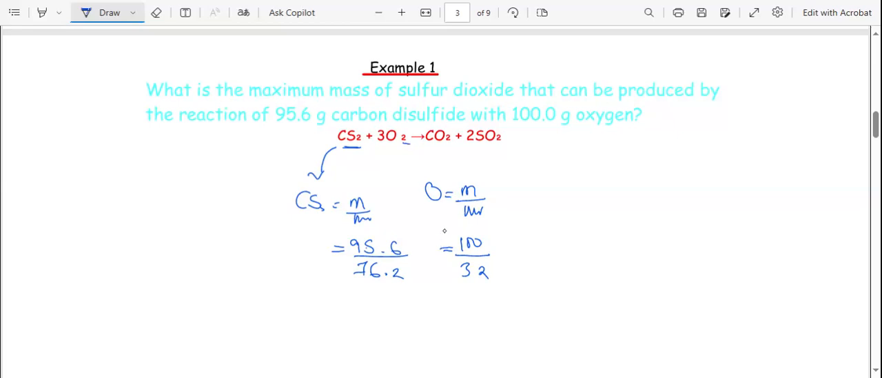So it's 32. You multiply 16 times 2 to get that. So the number of moles here that we are getting is 1.25. When you divide that on your calculator, you are finding 1.25 moles. Then the number of moles that you get from here, when you divide that, will be 3.125 moles. So these are the moles we are getting.